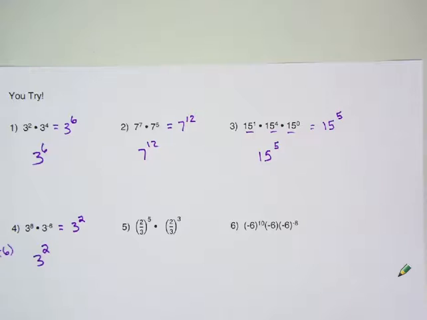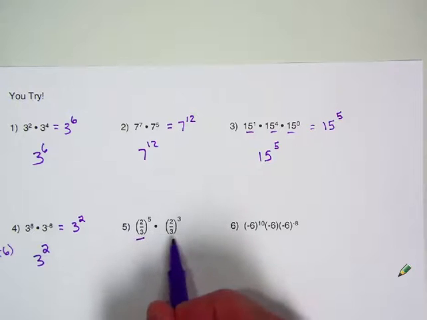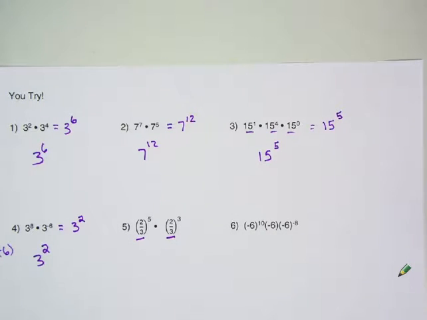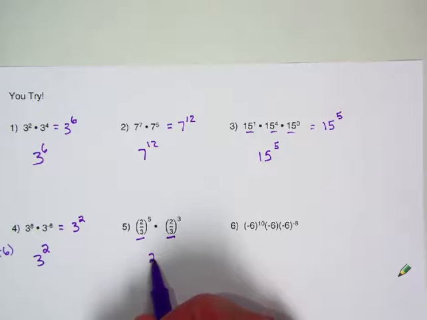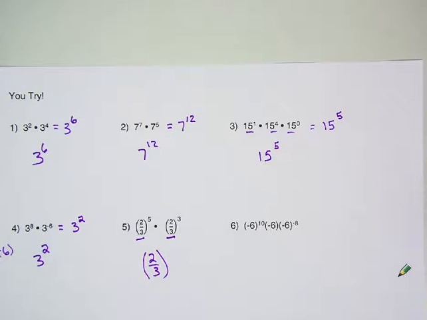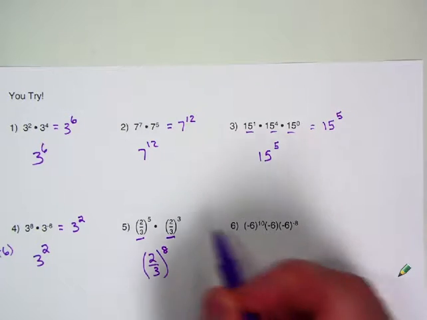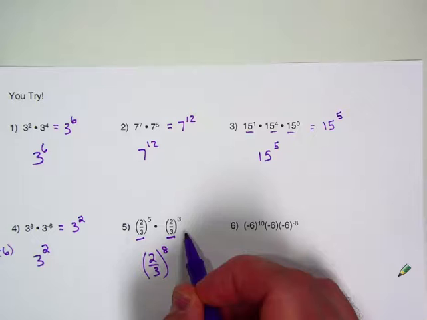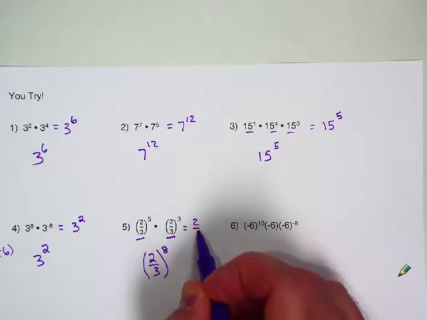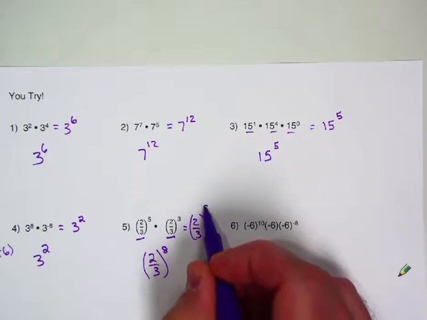Looking at number 5. Even when the base is a fraction, it doesn't change things. These fractions are exactly the same. So I'm going to keep the base, which is a fraction, and I am going to keep it in parentheses. I keep that base. I add the exponents. 5 plus 3 is 8. 2/3 to the 5th power times 2/3 to the 3rd power is 2/3 to the 8th power.